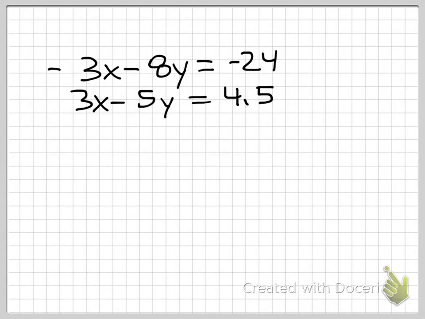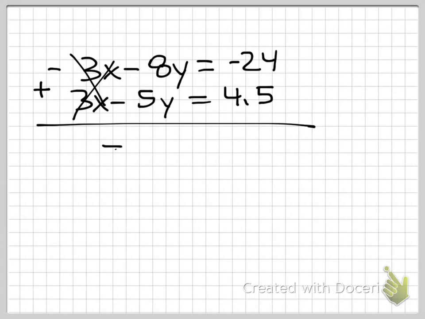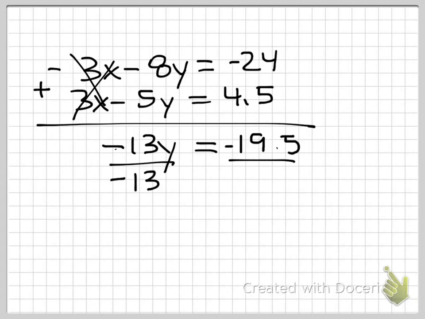Here's our next problem that we need to use elimination, and in this case you can see the 3's are the same, but they're opposites, so we would need to add to cancel them out. And we add everything else, so -8 plus -5 is -13y, and -24 plus 4.5 would be -19.5. And then we're dividing by -13, which gives me +1.5.